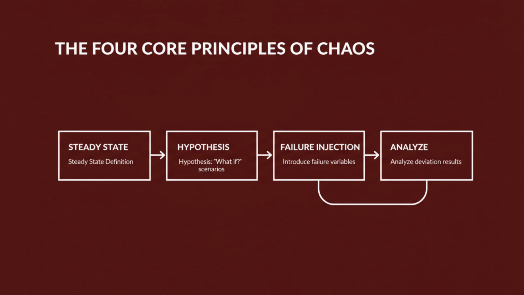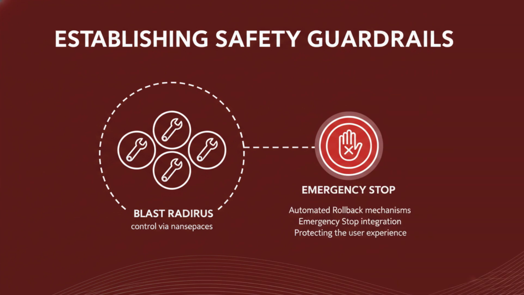It is essential to start with small-scale experiments and gradually increase the intensity as confidence grows. This structured approach ensures that we are learning about our system's limits without causing unintended side effects for our end users. Safety is the most critical component of chaos engineering.